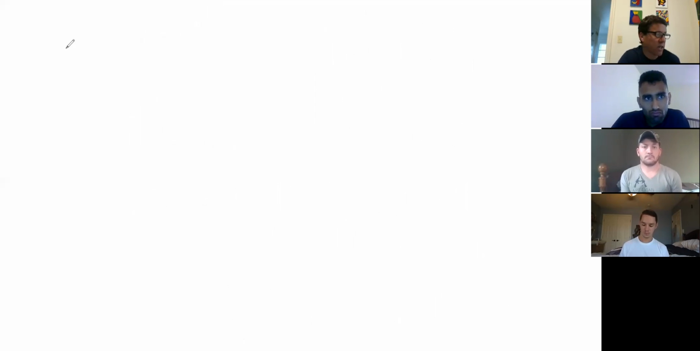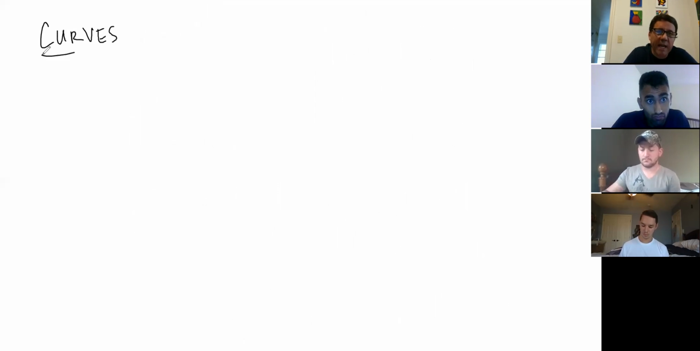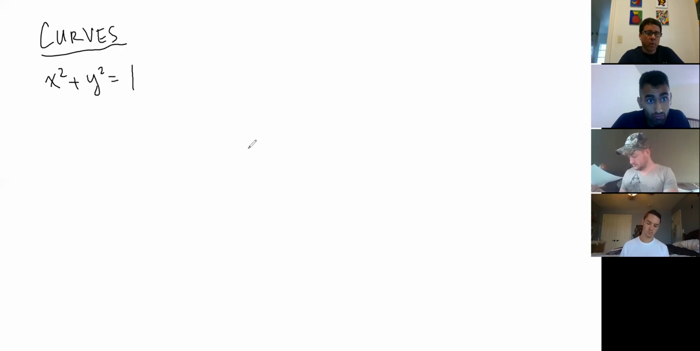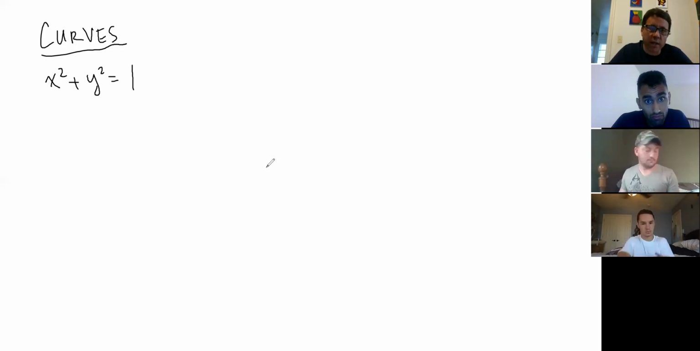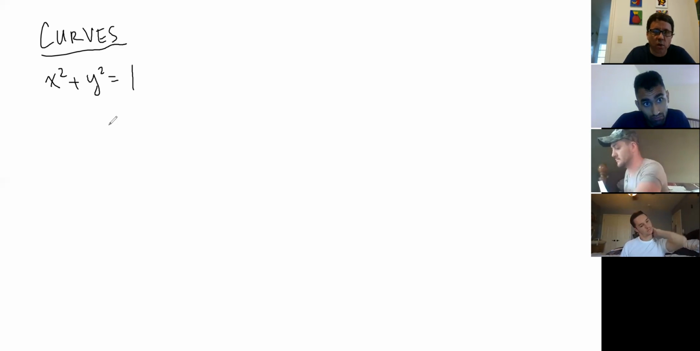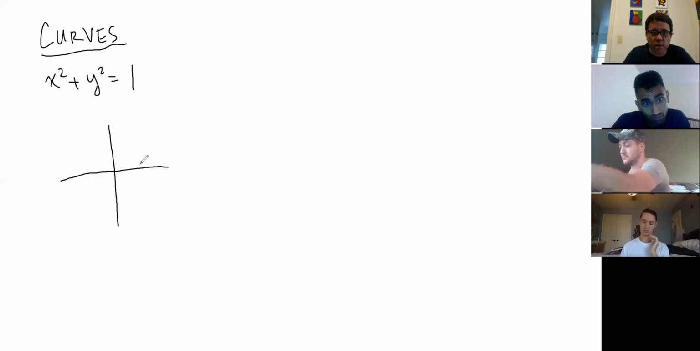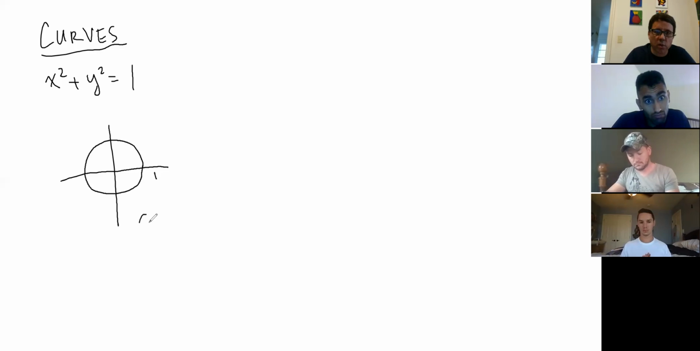Now, here's the fun part. Instead of doing points, we can do entire curves, looking at entire curves both in polar and in rectangular. So here's what I mean. If I did x squared plus y squared equals 1, we've already done this in the first section on conic sections. We know that that is a circle. So if I do the axis here, I get a circle.